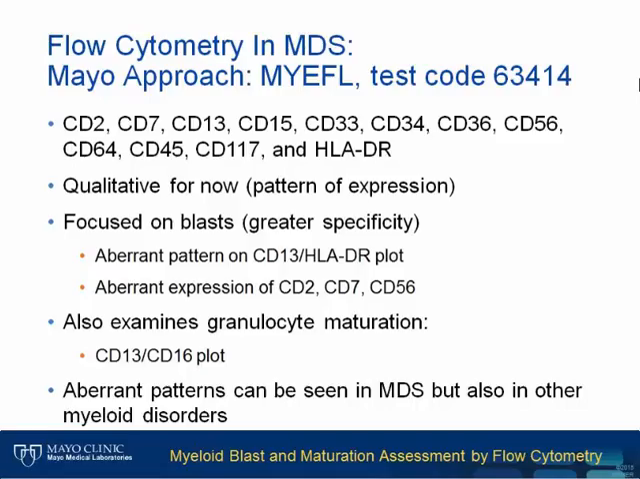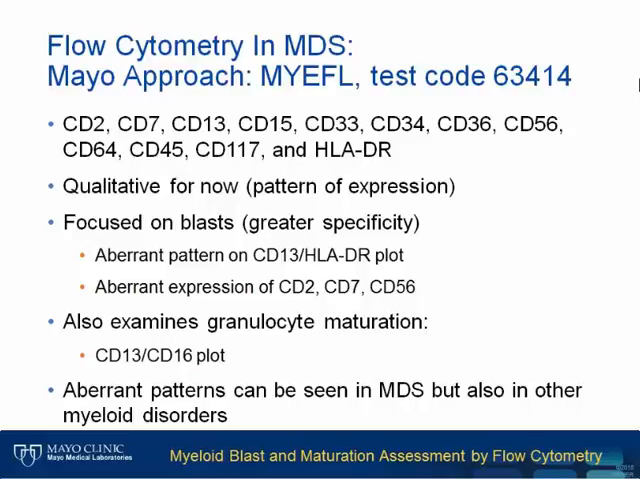Here at Mayo Clinic, we have developed a flow cytometry test for myelodysplasia on bone marrow aspirates that is based on experience of our laboratory and many others. The panel of antibodies used in 2 tubes is the same as our acute panel and includes CD2, CD7, CD13, CD15, CD33, CD34, CD36, CD56, CD64, CD45, CD117, and HLA-DR.